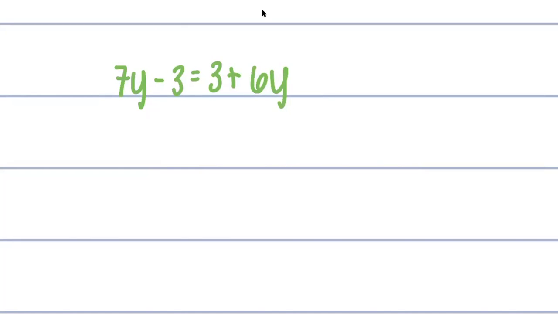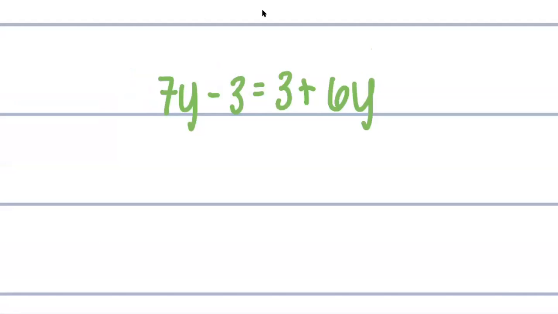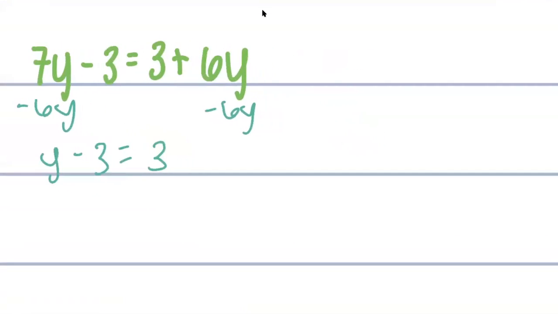Okay, I'm going to go through this really quick. Subtract 6y from both sides, and then you end up with y minus 3 equals 3. Then you need to add 3 to both sides, and you get y equals 6. Okay.